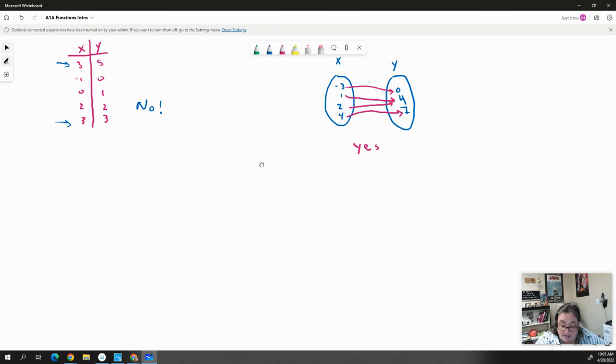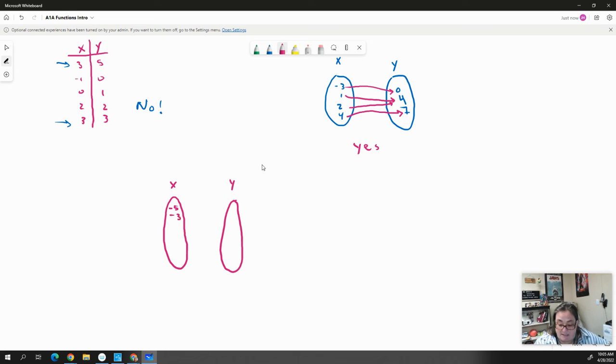But what if I had something that looked like, we'll call these my X's, and we'll call these my Y values. They look like, I don't know, pickles.